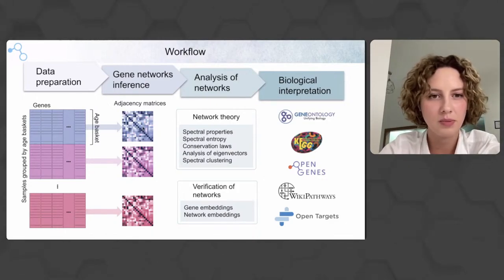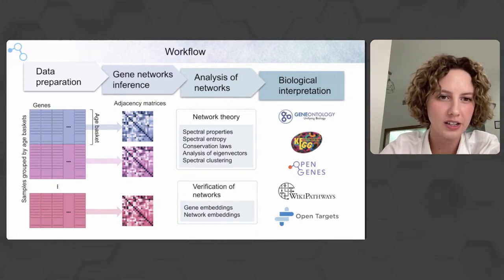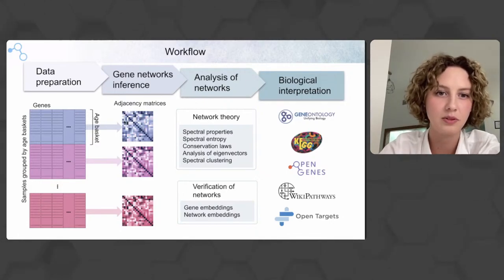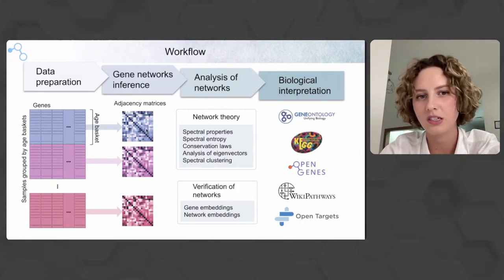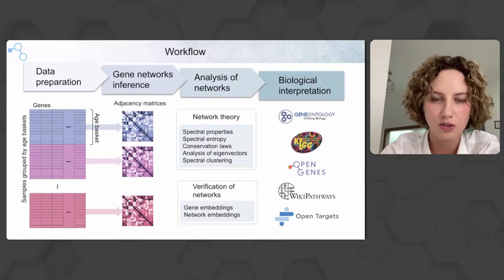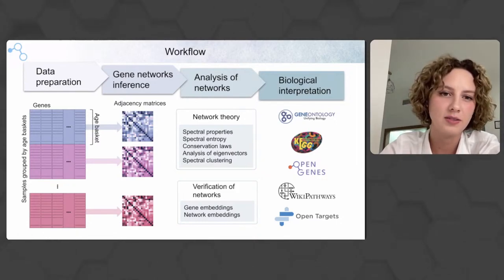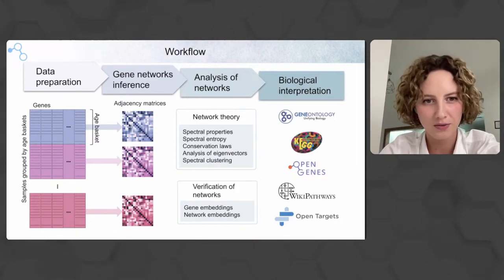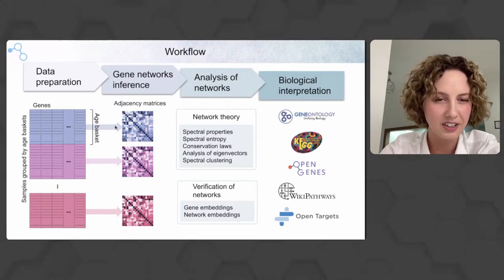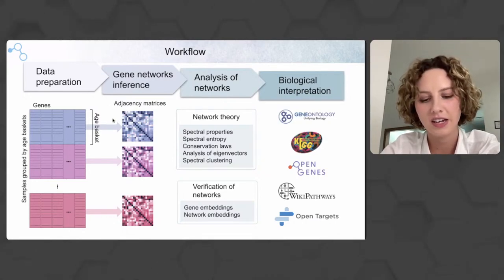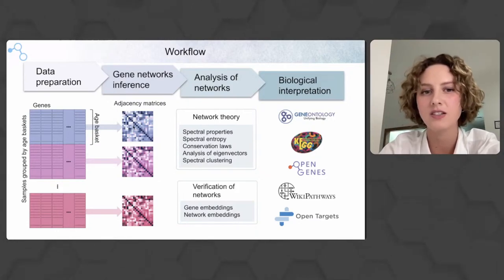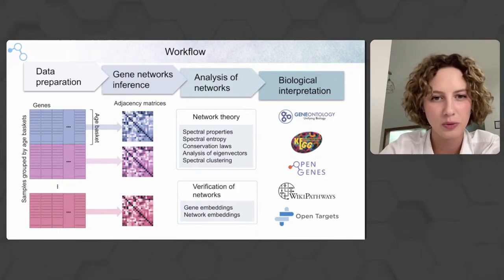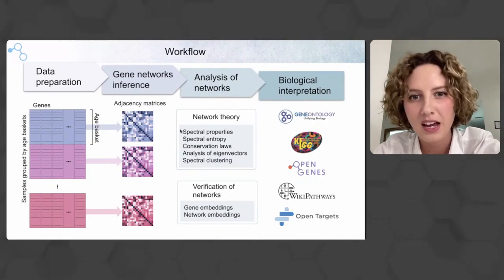At the beginning of the project, we tried Pearson correlations, simple Pearson correlations for gene pairs, and we were building adjacency matrices according to this. But now we have an advanced algorithm that feels the direction of interconnections, and that is much better than Pearson. I will explain it a little bit later.